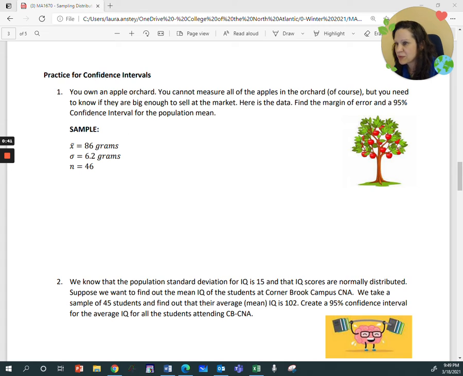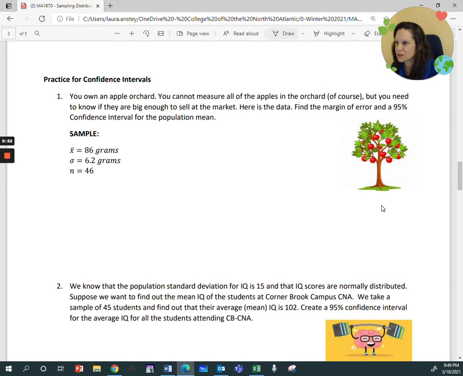Here's the data. Find the margin of error in a 95% confidence interval for the population mean. Just in case you've forgotten the formula for confidence intervals, it's x bar plus or minus the margin of error, and the margin of error is our critical value times the standard error of the mean, which is sigma divided by the square root of n.